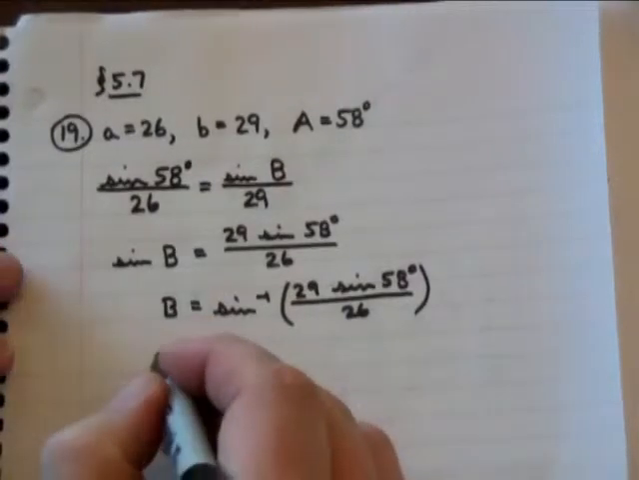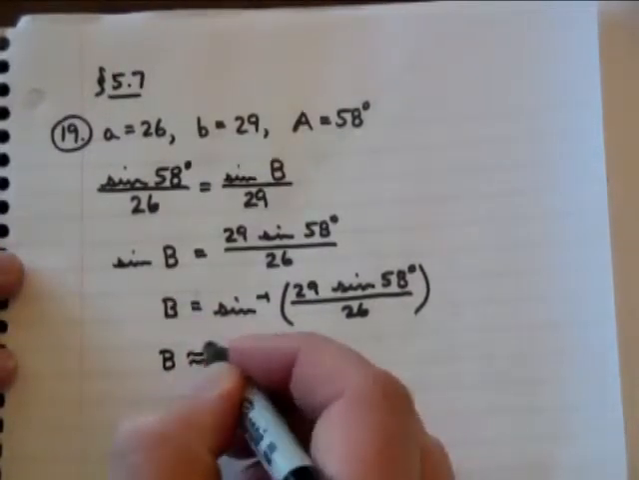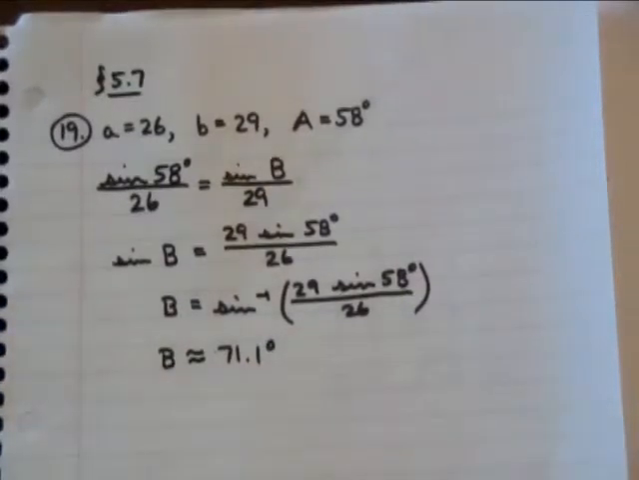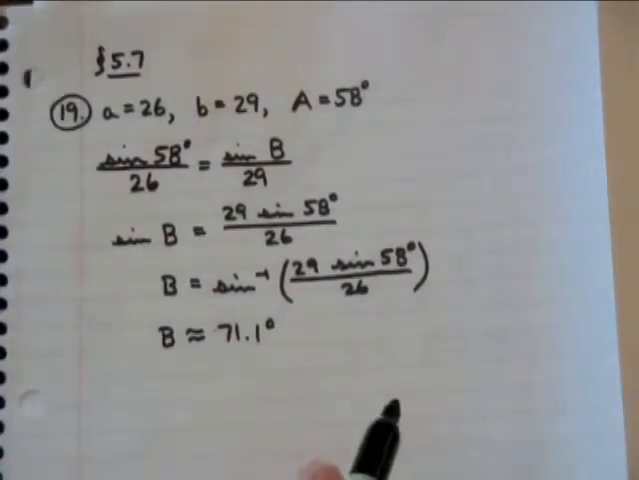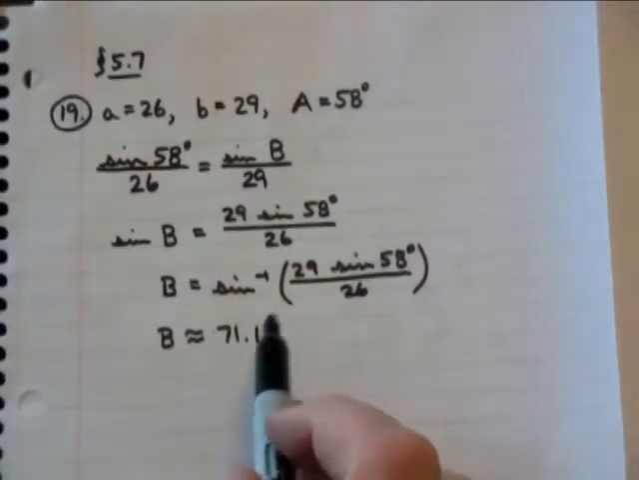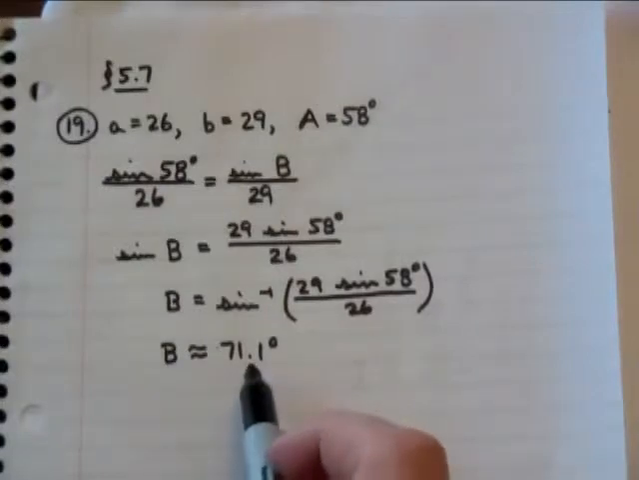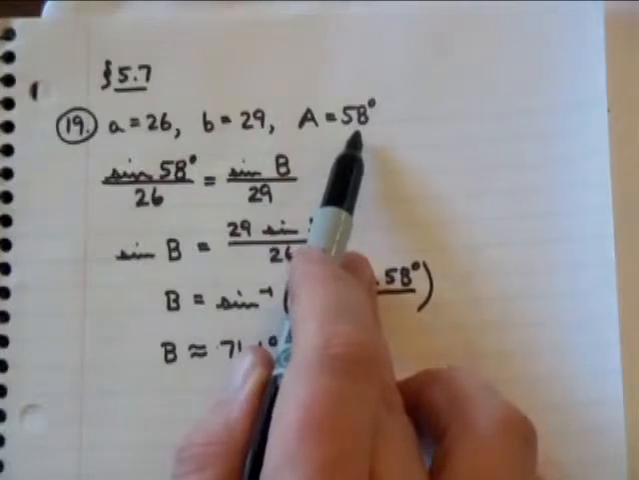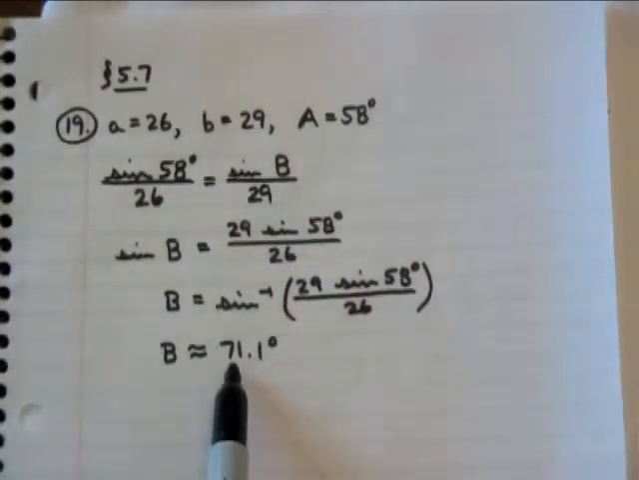And my calculator gives me that B is then approximately 71.1 degrees. Just like in our previous example, though, sometimes weird things happen. So the first thing we want to do is check and make sure that this is actually an angle that could happen with the given information. Well, we were given that A is 58 degrees. We found that B is about 71 degrees. Those add up to less than 180 degrees. So this angle is possible to give us a solution of a triangle.